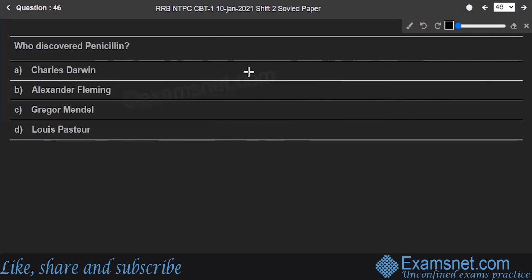Who discovered penicillin? Charles Darwin, Alexander Fleming, Gregor Mendel, or Louis Pasteur? Well, the correct answer is Alexander Fleming. He discovered penicillin. This discovery led to the introduction of antibiotics that greatly reduce the number of deaths from infection. Penicillin prevents the bacteria from synthesizing peptidoglycan, a molecule in a cell wall that provides a wall with the strength it needs to survive in the human body.